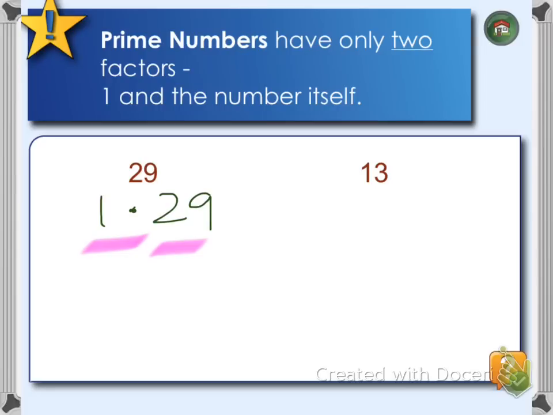Two factors, therefore it's a prime number. 13 is also a prime number. If you think about what the factors of 13 are, it's just 1 and 13. And you can go through the divisibility rules to check for 2, 3, 4, and so on. And then once you find out that there's only two factors, you declare that 13 is a prime number.